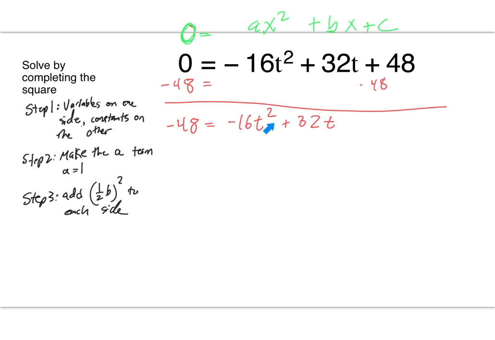So how can I make negative 16 into a 1? What can I do mathematically that turns a negative 16 into a positive 1? Any ideas? Divide by negative 16. So I'm going to divide this by negative 16. But whatever I do to one term, I have to do to every term.